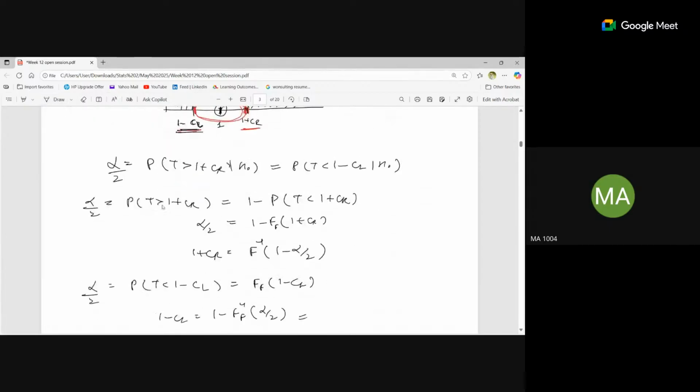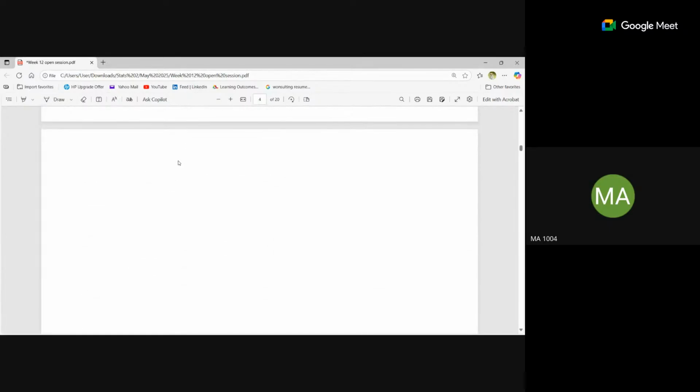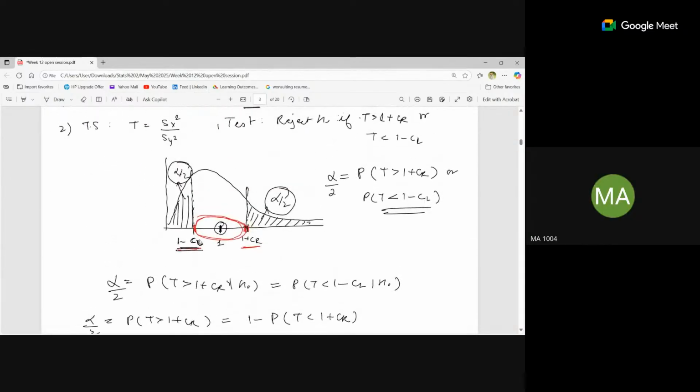Okay, let me just brush up once again. Somewhat you got the idea? Yes or no? Give me a thumbs up. Regarding how alpha by 2 came: the region would be divided, right? I'm having two regions, two rejection regions. My first region is this, and the second is this. So my rejection region would be alpha by 2 and this is alpha by 2.